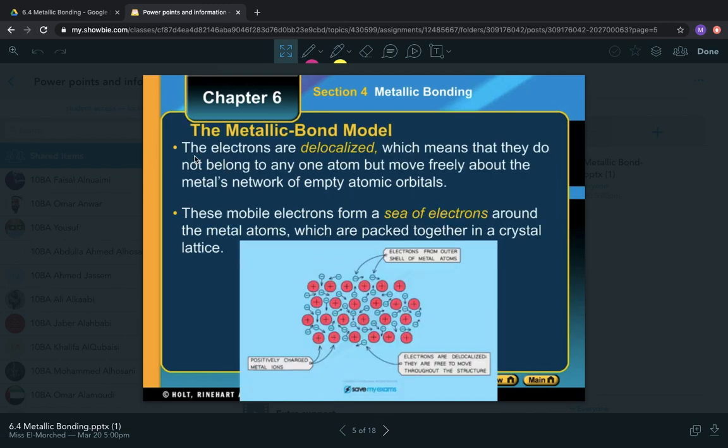Electrons are delocalized, which means that they do not belong to any one atom, but move freely about a metal's network of empty atomic orbitals. This electron does not belong to this atom, it does not belong to this one, it's completely free to move wherever it wants. That's what the word delocalized means. It means it's not local, it doesn't have a specific place it belongs to. It's free.